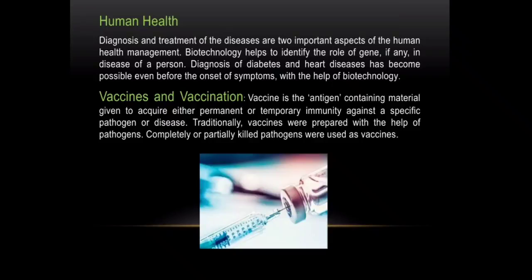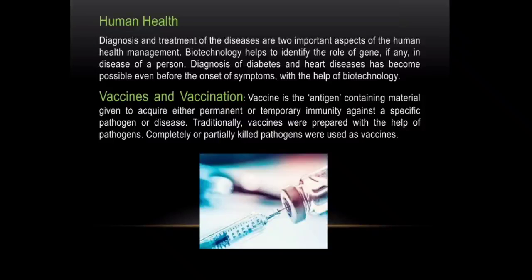Vaccines and vaccination. Vaccine is the antigen containing material given to acquire either permanent or temporary immunity against a specific pathogen or disease. Traditionally, vaccines were prepared with the help of pathogens, that is, disease producing germs. Completely or partially killed pathogens were used as vaccines. However, due to this, there were chances of contracting the disease in case of some persons.